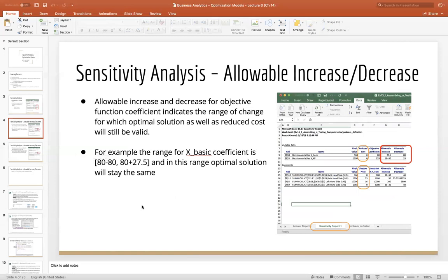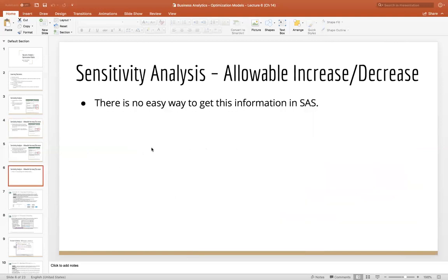Okay, so what I said is actually explained here. And again, as I mentioned, in SAS there is not an easy way to do this, except that you can run the problem again and again. Basically, you can change the right-hand side and see whether the solution is changing, change the right-hand side again, see the solution changing. You can do this kind of iteratively.